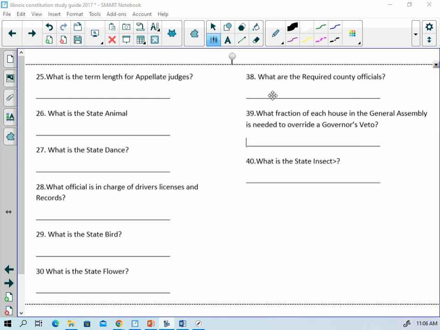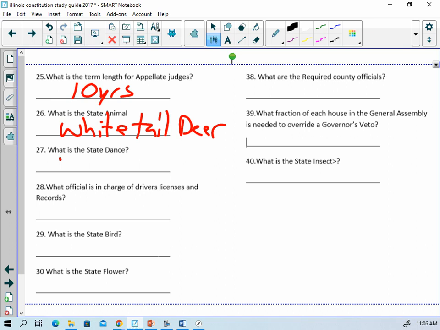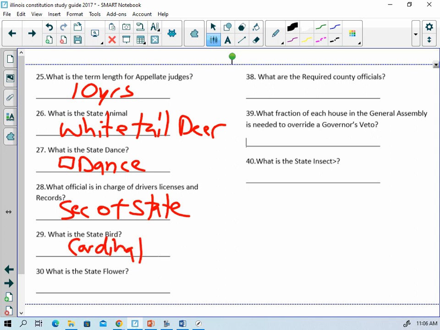What's the term length for appellate judges? 10 years. What's the state animal? White-tail deer. What's the state dance? What's the official in charge of driver's license and records? The Secretary of State. What's our bird? What's our flower?